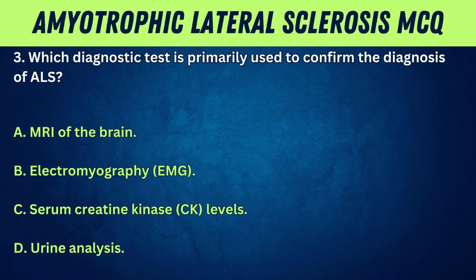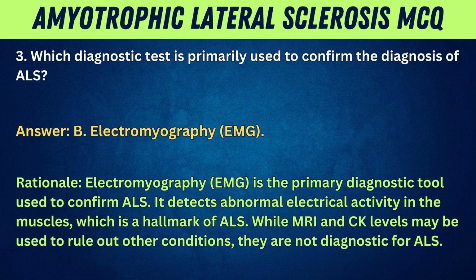3. Which diagnostic test is primarily used to confirm the diagnosis of ALS? A. MRI of the brain. B. Electromyography, EMG. C. Serum creatine kinase, CK, levels. D. Urine analysis. Answer: B.